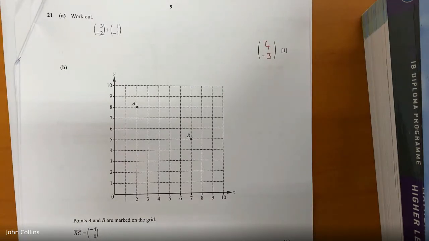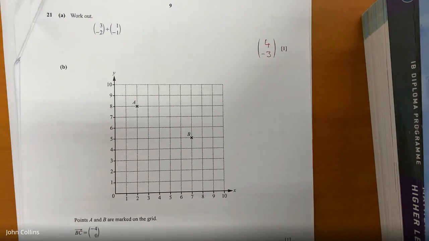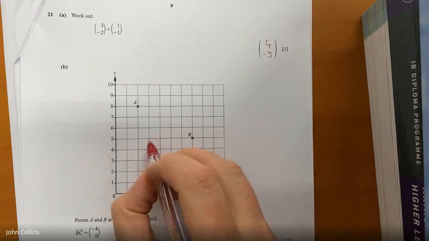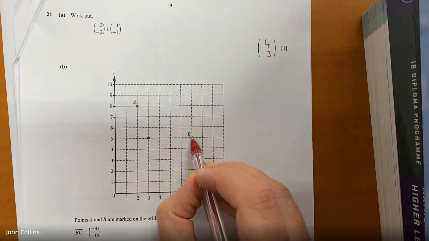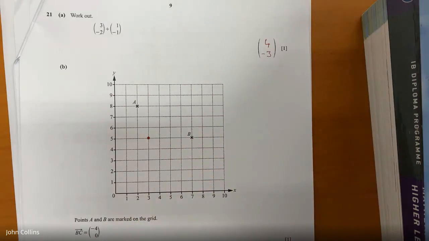Points A and B are marked on the grid, so plot point C. So from B to C, go minus 4 and not up or down. So it just goes 4 to the left. That's where C is. Here. 4 boxes to the left. So this is C. That make sense?